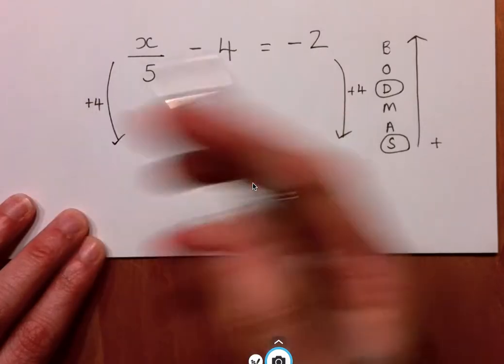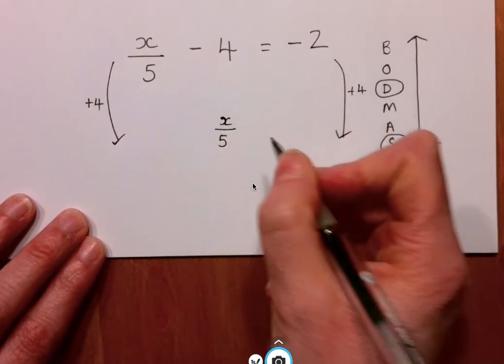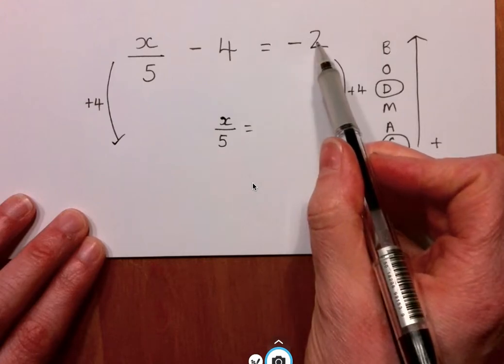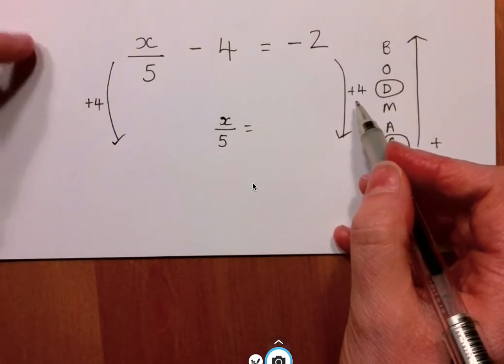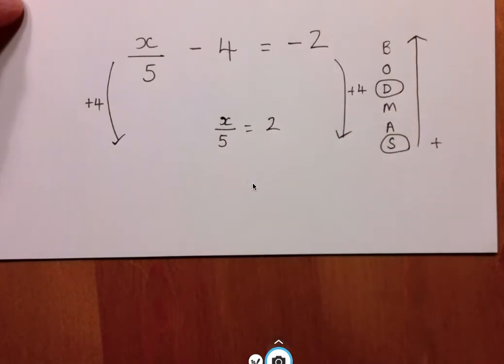Minus 4 plus 4 cancels each other out. So on this side I'm just left with x over 5, or x divided by 5. Watch your signs on this side. So minus 2, add 4. So you're starting at minus 2, you're going up by 4. If you can picture that number line, that will take you to 2.